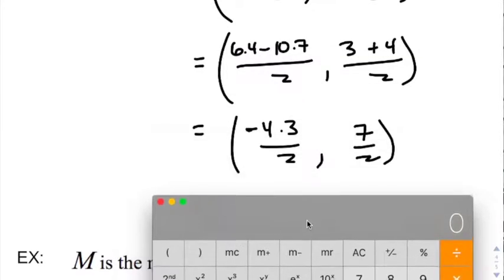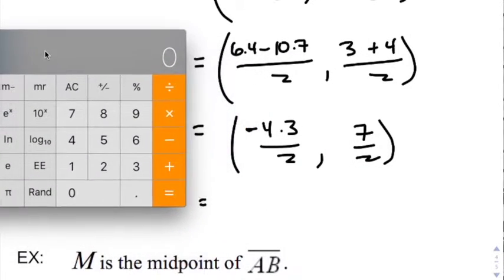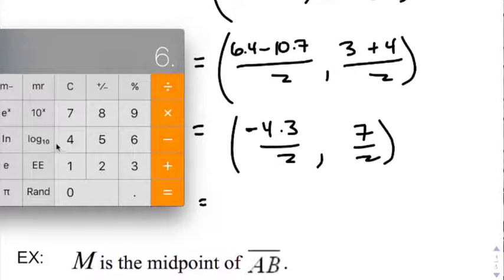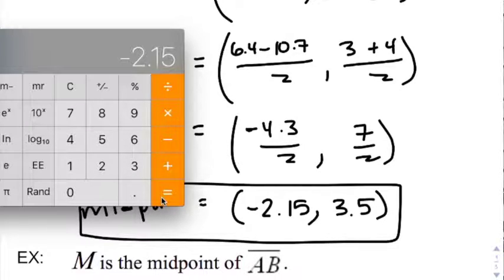Let's double check our first calculation, because we want to play it safe. We had 6.4 subtract 10.7. It is indeed -4.3. Let's divide that by 2, and the x coordinate of our midpoint is -2.15. 7 divided by 2 is 3.5, so let's keep that. So the coordinates of the midpoint are x is -2.15 and y is 3.5.